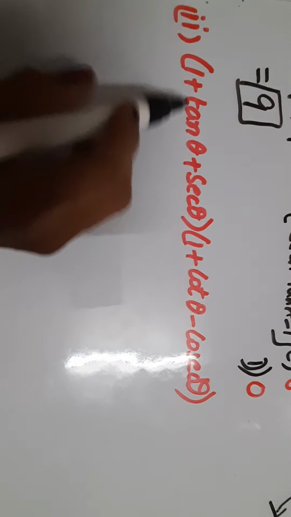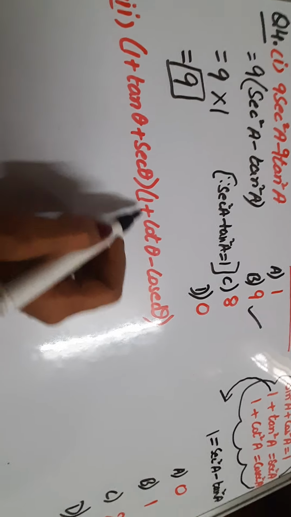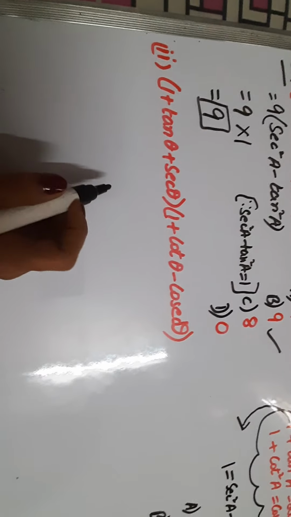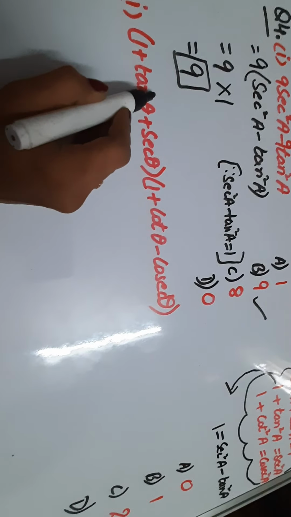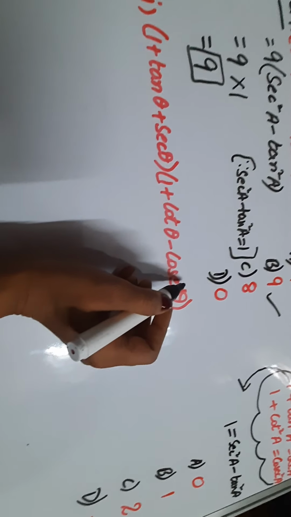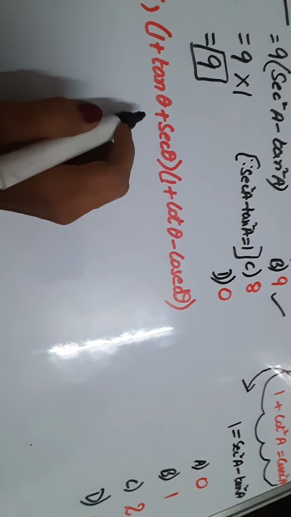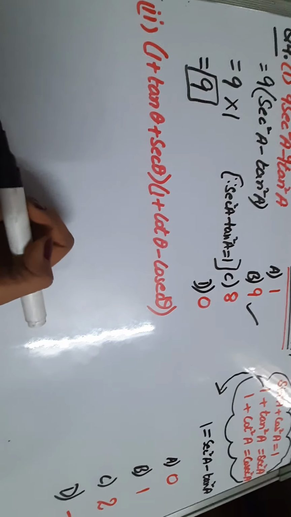Now dear students, the second part of question number 4 is (1 plus tan theta plus secant theta) multiplied by (1 plus cot theta minus cosecant theta), and these are the 4 options given to us against this question. So again, as I told you, the very first step before applying these identities, you must see whether the square is present on the trigonometric ratios or not. So in this question you can see no square is there. That means we can't apply any trigonometric identity on this question right now. So what will be the next step?